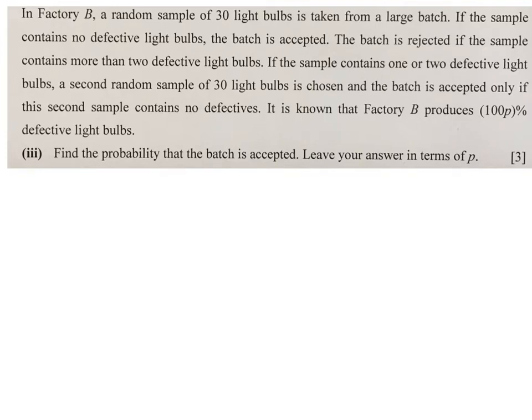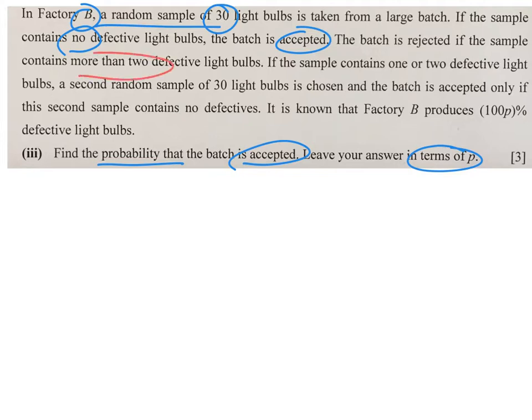For question part 3, we are asked to find the probability that the batch is accepted, leaving our answer in terms of p. Let's first try to understand this rather long paragraph. We start off with having a random sample from factory B. Sample size is 30. It says here that if the sample contains no defective light bulbs, the batch will be accepted. And if the sample contains more than 2 defective light bulbs, the batch will be rejected.